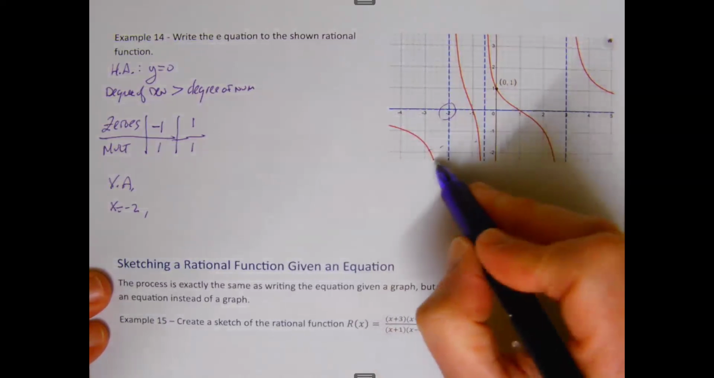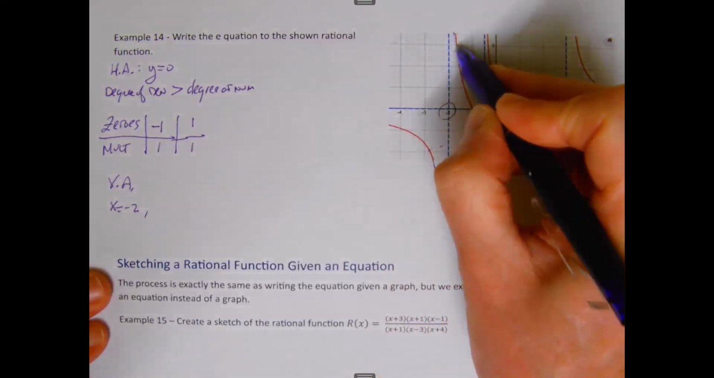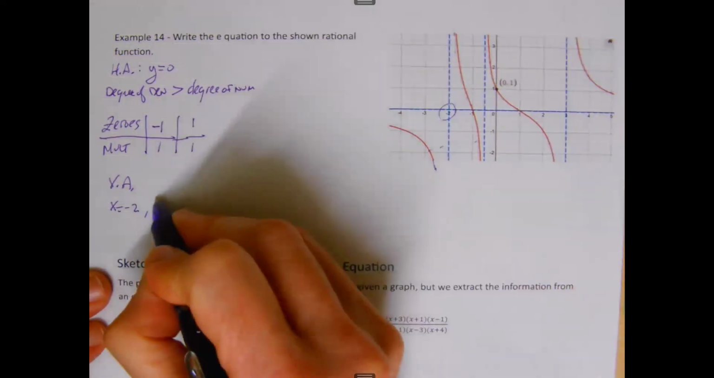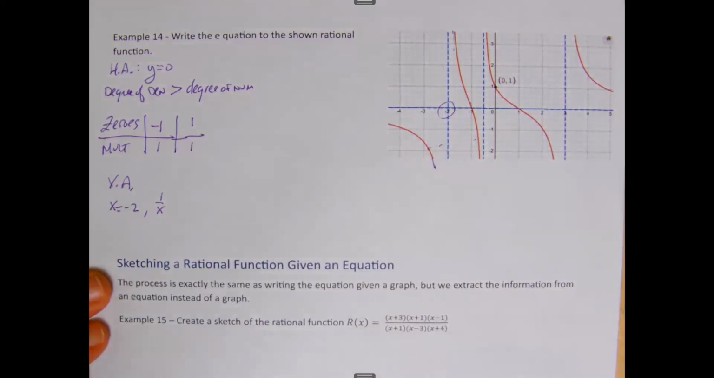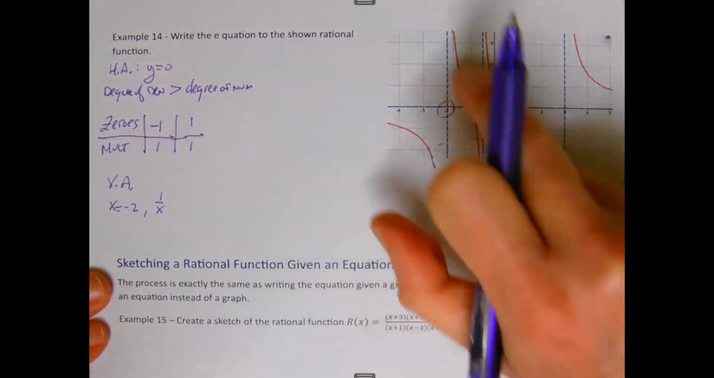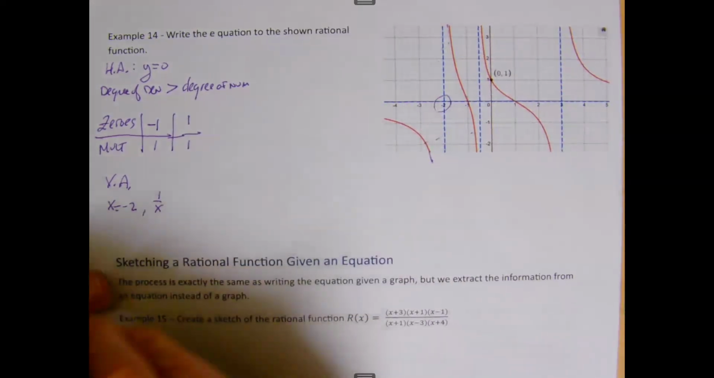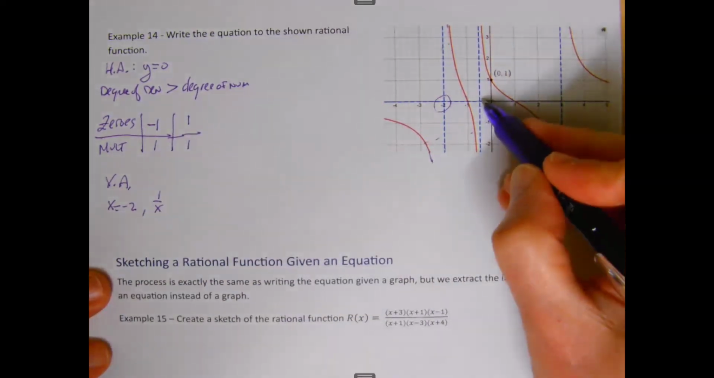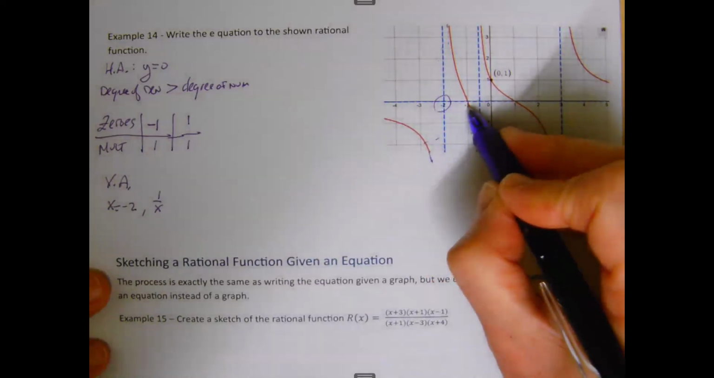So near this line, I'm going in one direction, and near the other side I'm going in the opposite direction. So at x equals -2, it's of this type, 1 over x. I'm not looking all the way across. I'm looking at the part of the graph that's closest to this vertical asymptote and seeing how it behaves. Then I got another one.